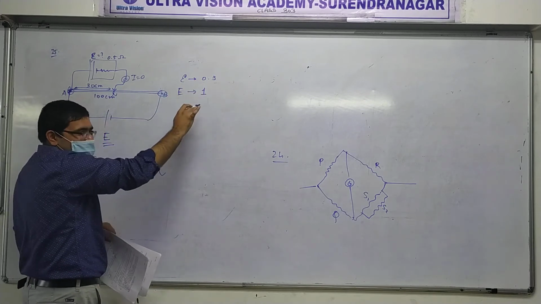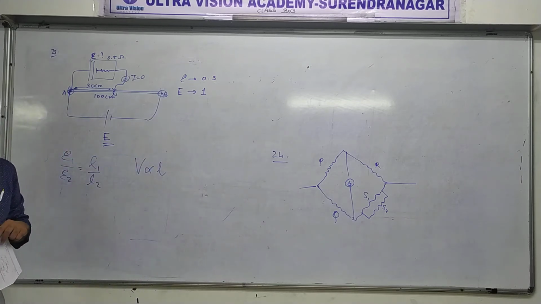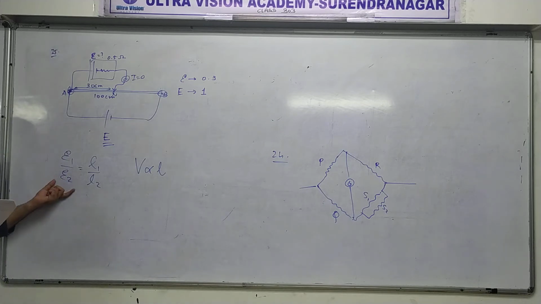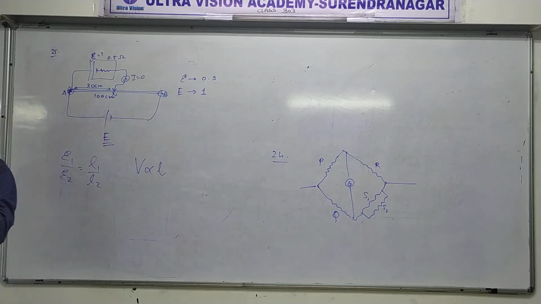Write 30 for epsilon and 100 for E. But what's the second cell? This one itself is the second. Because there is no internal resistance, it's very easy to do. Even if internal resistance is given, we can do it. Right? It's not a problem.